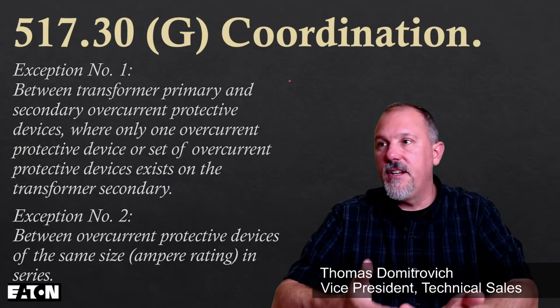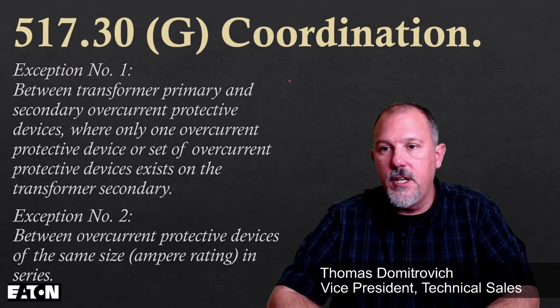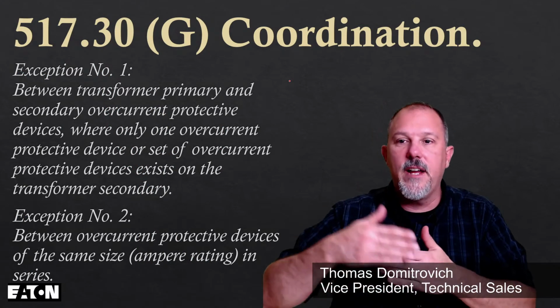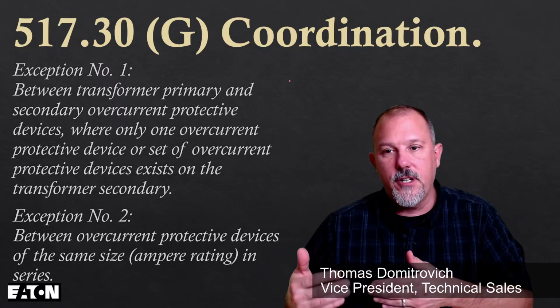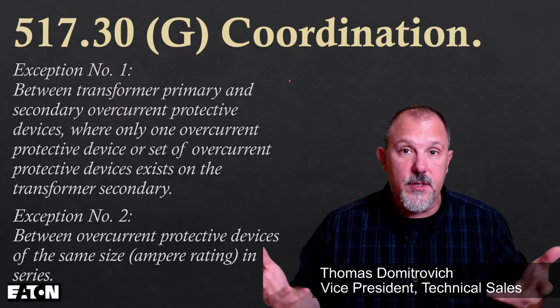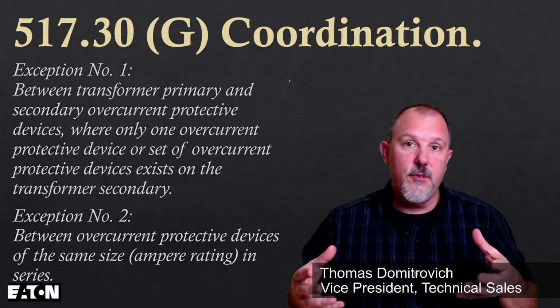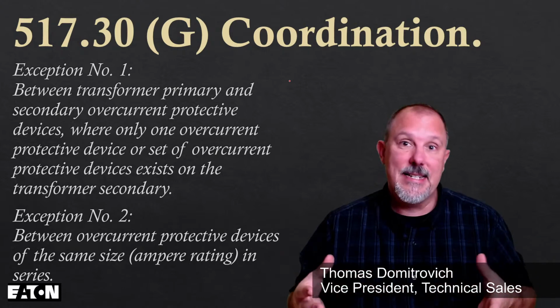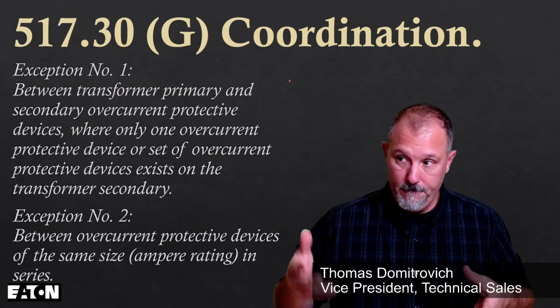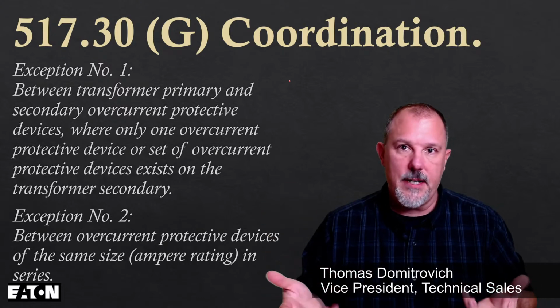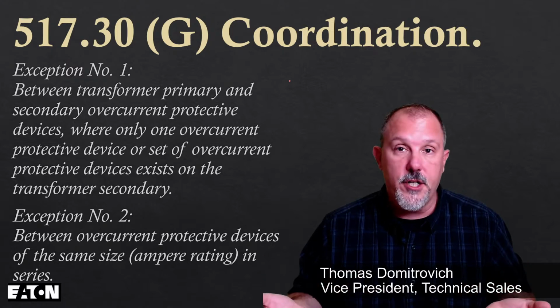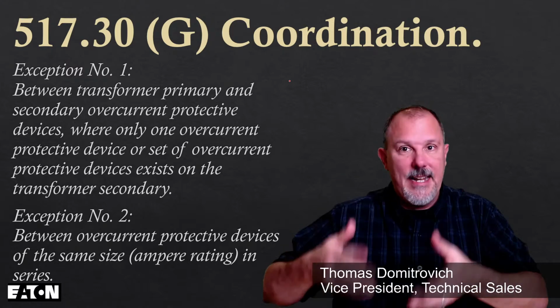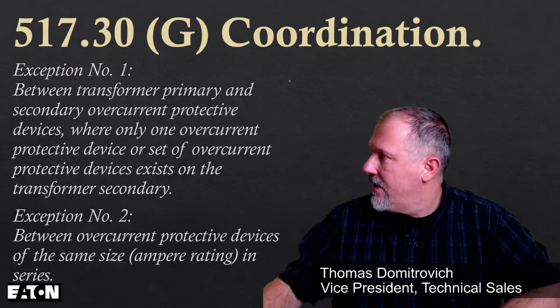Now, there's an exception in 517.30(G), which you see in other things. You don't have to coordinate between the primary and secondary overcurrent devices on transformers because, again, if I take both of those devices out, I take the exact same load. And if I have two devices in series, I don't care if they both open. Even in the overload region, it does not matter because I take the same load out.